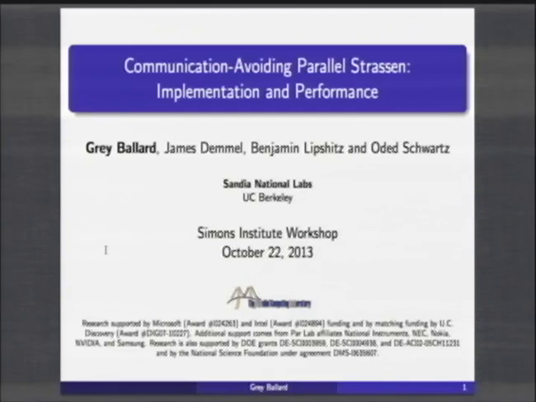Great. Thanks, Chaim. So I'll be talking about dense matrix multiply and using Strassen's algorithm, particularly in parallel. This is work I did while I was at UC Berkeley with Jim Demmel, who you'll hear from on Thursday, and also Ben Lipshitz and Oded Schwartz.